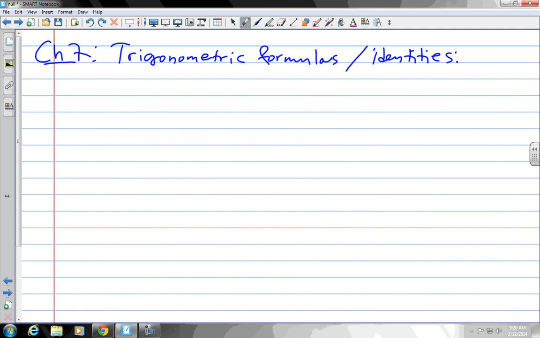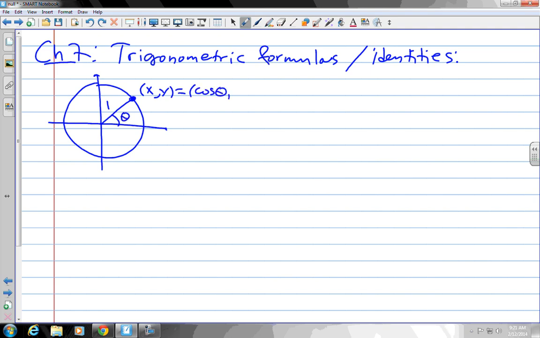You know a few already. We can use the unit circle to derive a few. We realize that on a unit circle, each point x, y is the same as saying cosine theta, sine theta. Right? We did mention that. On a unit circle, the x values are given by the cosine and the y values are given by the sine.